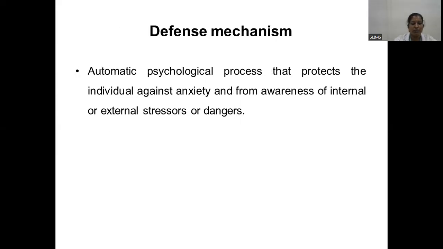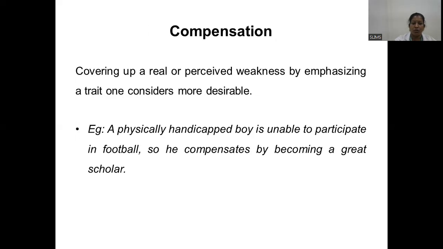Next, we can see about defense mechanisms. A defense mechanism is an automatic psychological process that protects the individual against anxiety and from awareness of internal or external stressors or dangers. Compensation: covering up a real or perceived weakness by emphasizing a trait one considers more desirable. Example: a physically handicapped boy is unable to participate in football, so he compensates by becoming a great scholar.